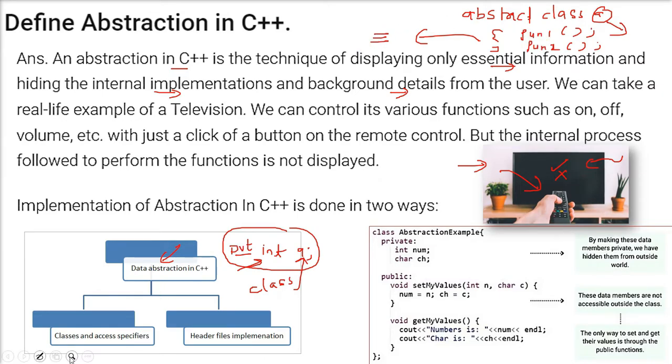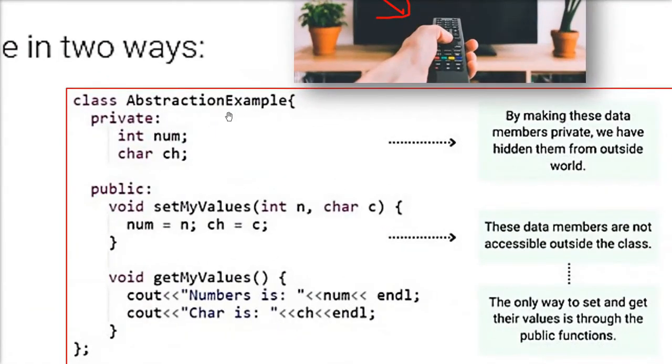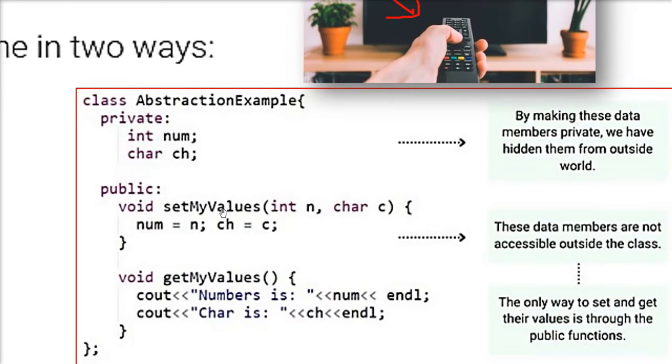A few of these I am giving. Let us take this example. This is an abstraction example. You have made these two variables, one integer and one character, private. So now you have given an abstraction here. Similarly, you can also do it with this function.